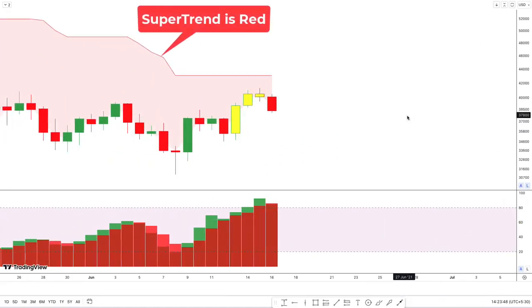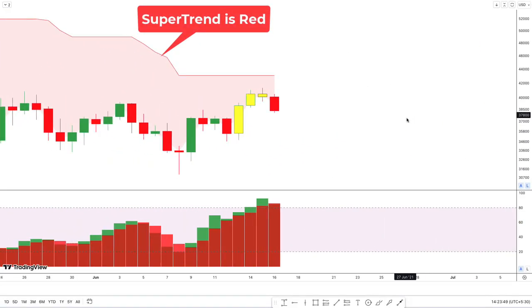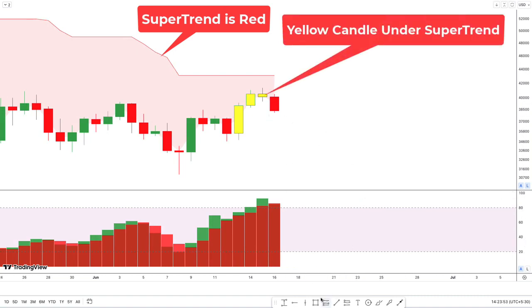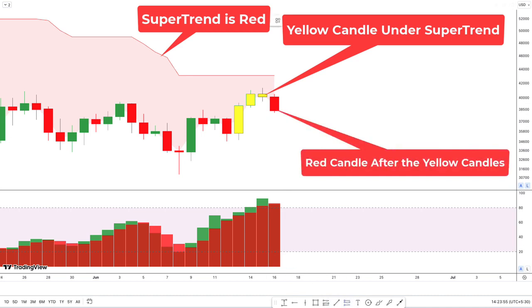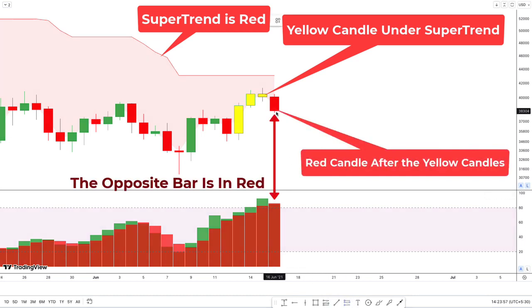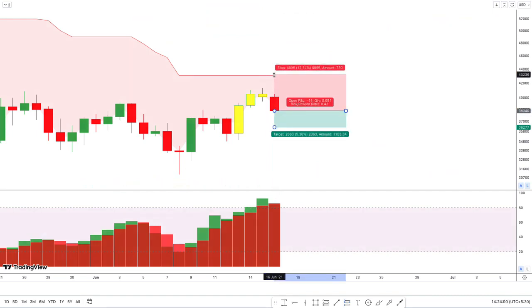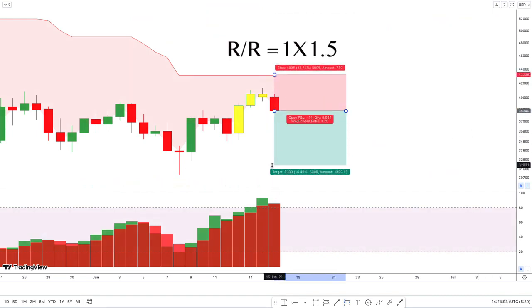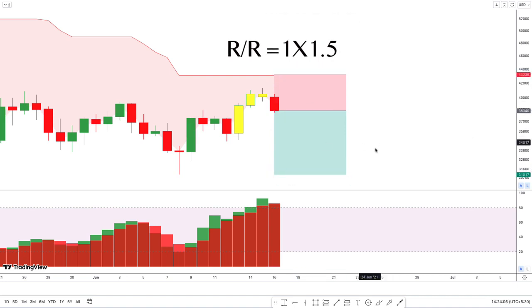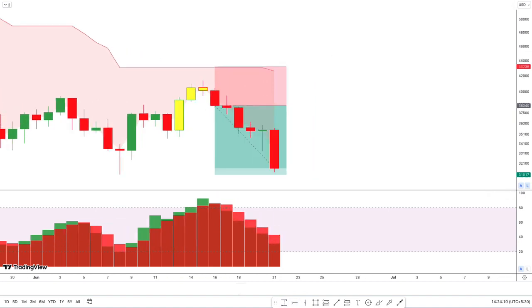Last example of sell. See here, firstly the super trend line should be red, second, a yellow candle under the super trend, third, a red candle after the yellow candles, then last, the opposite bar is in red with the slow stochastic. All conditions are met, so enter a sell position. The stop loss should be above the super trend line, and the target is 1:1.5. Let's see what happened in this trade. We can see the target was easily achieved.